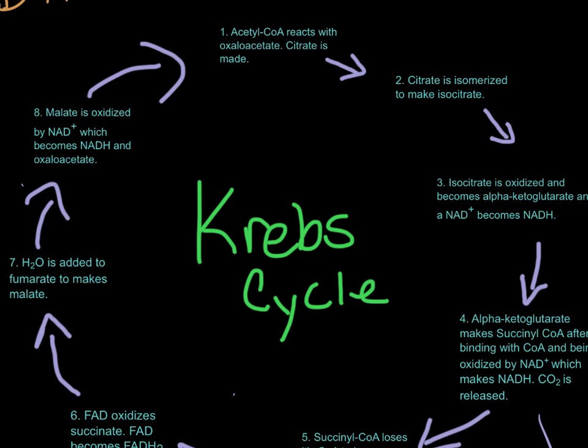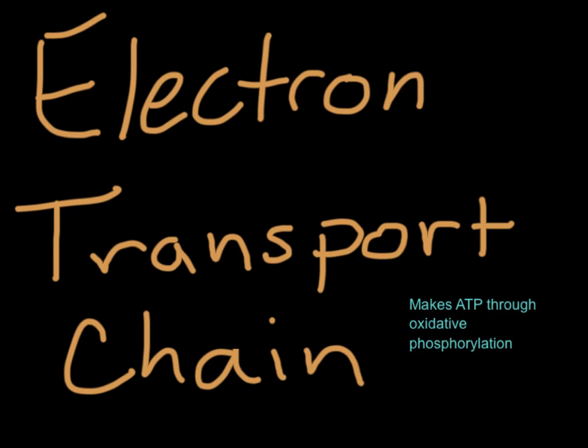Pyruvate oxidation produces 2 molecules of NADH, and Krebs cycle produces 6 molecules of NADH, 2 ATP, and 2 FADH2. This is for each molecule of glucose that enters cellular respiration. Electron transport chain takes place in the inner mitochondrial membrane. ETC makes ATP through oxidative phosphorylation.